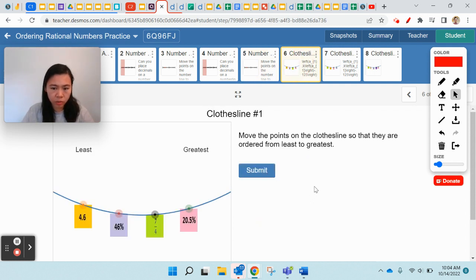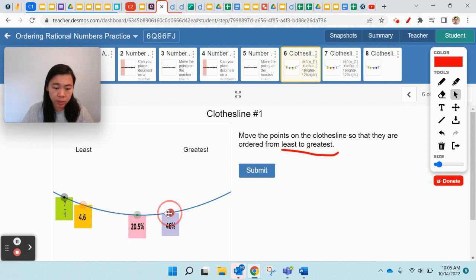Move the points on the clothesline so they're ordered from least to greatest. This is important to know. Least to greatest. It doesn't matter where on the number line. They just have to be in the right order. The first thing that catches my attention is that I've got 2 percentages right here. So these are really easy to order. I know 20.5% is less than 46%.